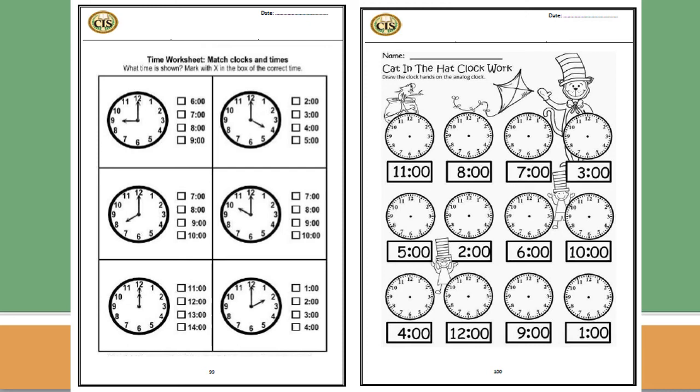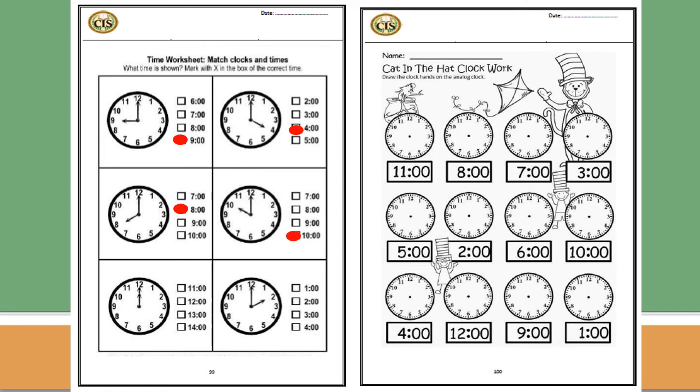Page number 99, choose the correct clock. First the clock here, the short hand points to 9 and the long hand points to 12. So it means 9:00. 9 for hours, 0, 0 for minutes. Here the short hand points to 4 and the long hand points to 12. It means 4:00. Here the short hand points to 8 and the long hand points to 12. It means 8:00. Here the short hand points to 10 and the long hand points to 12. It means 10:00.